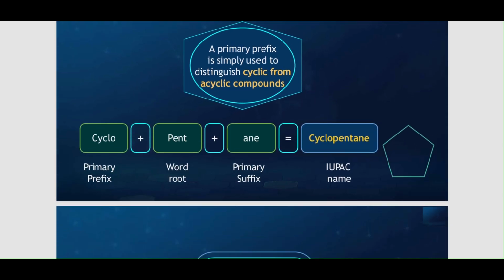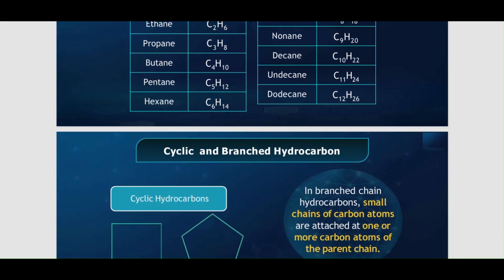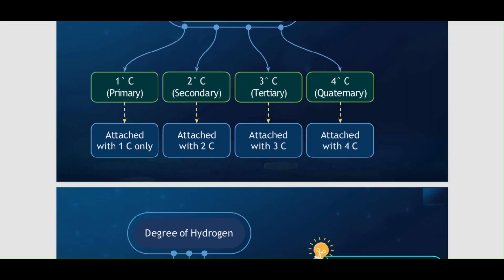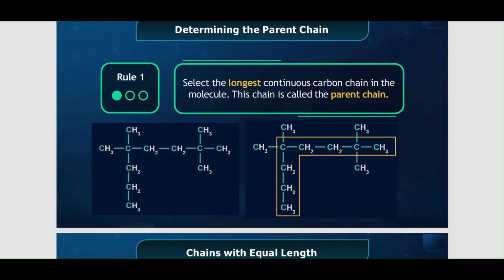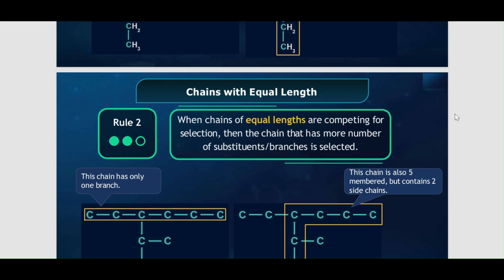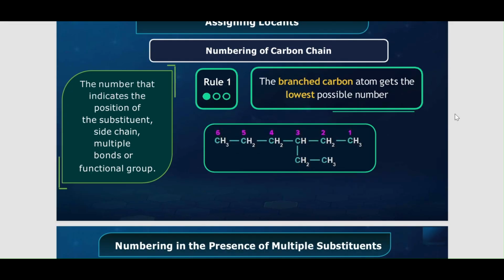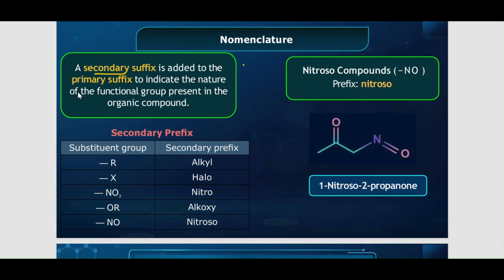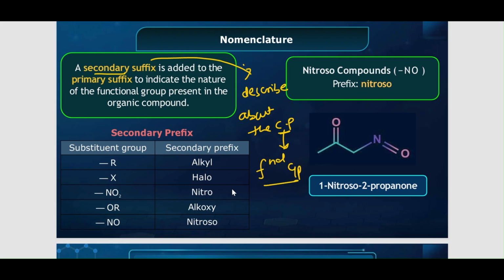And when it comes to the secondary suffix, I will explain about the secondary suffix. What is meant by secondary suffix? You can observe here the secondary suffix. What is meant by secondary suffix? So the secondary suffix describes the chemical property. What it gives us is information about the chemical property. So this chemical property depends upon the functional group.